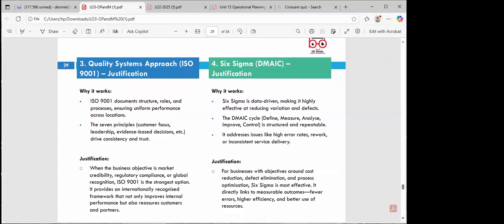Why does Six Sigma work? Okay, Six Sigma is data-driven, making it highly effective at reducing variation and defects. The DMAIC cycle, define, measure, analyze, improve, control, is structured and repeatable. It addresses issues like high error rates, rework, or inconsistent service delivery.